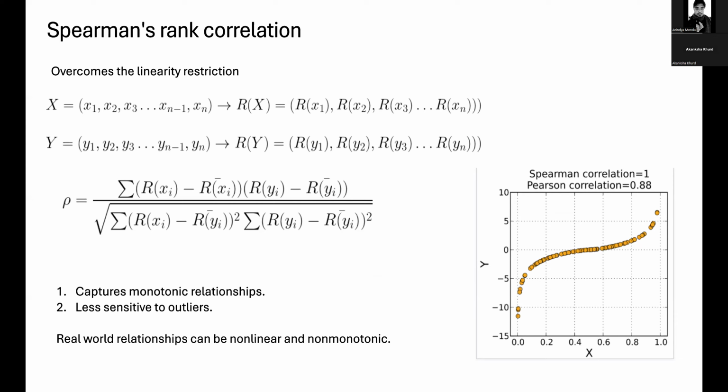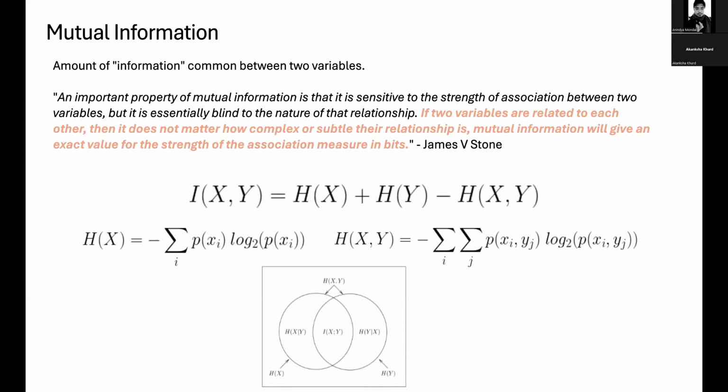But real world relationships can be non monotonic and non linear, which is why we'll be discussing one more metric. Just for a quick side note, a monotonic relationship is where the y axis is either continuously increasing or decreasing as we increase the x values. Now, the final metric that we will be discussing is called mutual information.